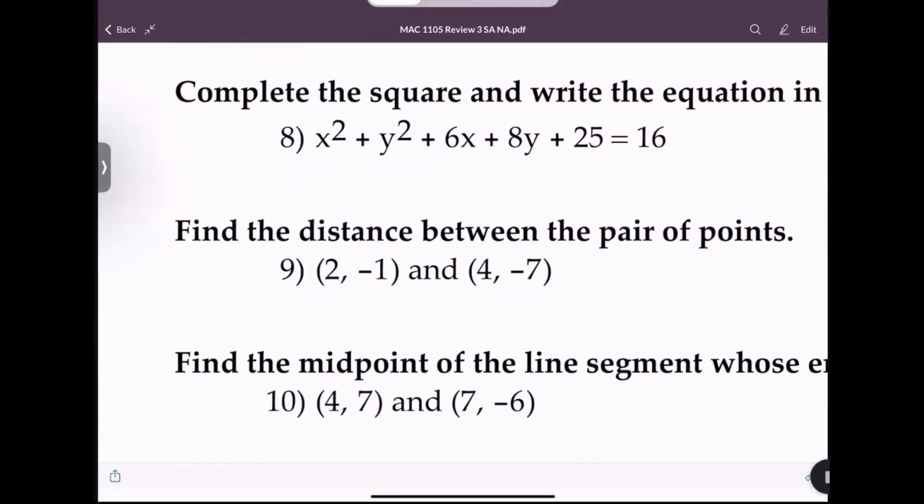So here we go. All right. There was a question about circles. So let's do number 8. Let's find the center and the radius of this circle.